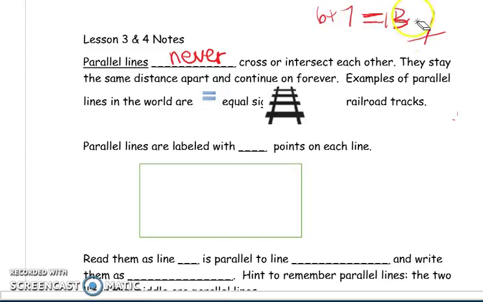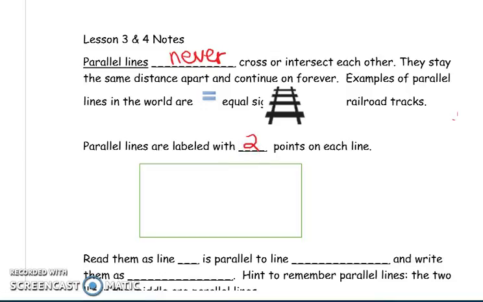If train tracks crossed each other, that would be a problem, wouldn't it? I think the train would go off the tracks. So parallel lines are labeled with 2 points on each line. So if you use a straight edge and you draw 2 lines, I want you to get something straight to draw with, like a ruler or something. I'm going to use shapes.